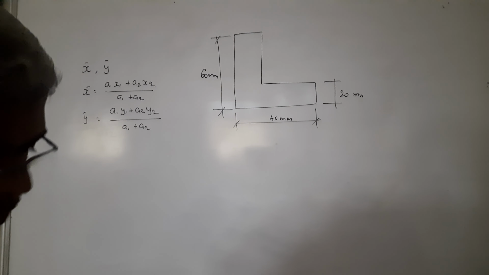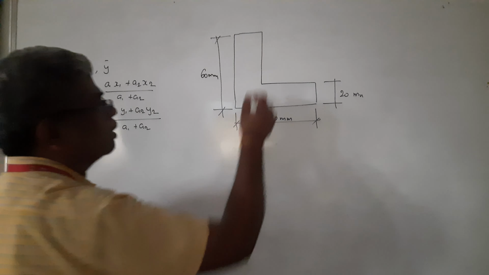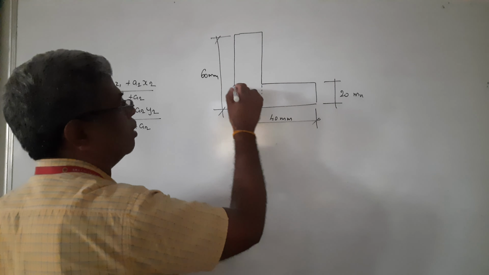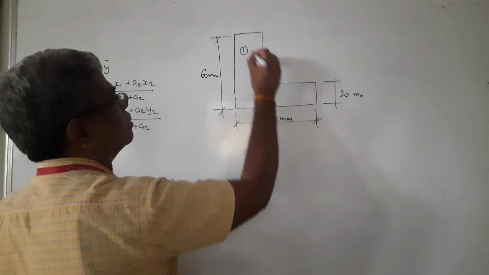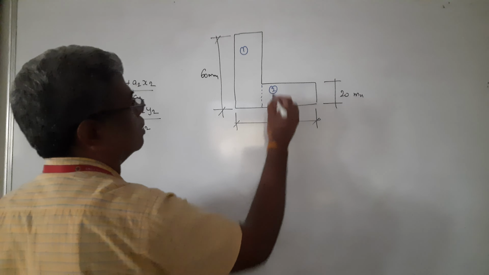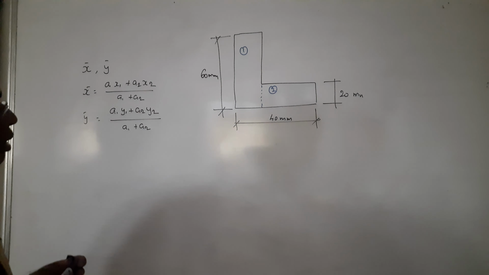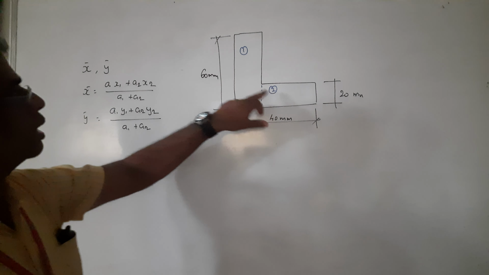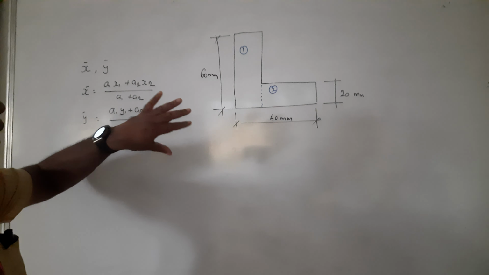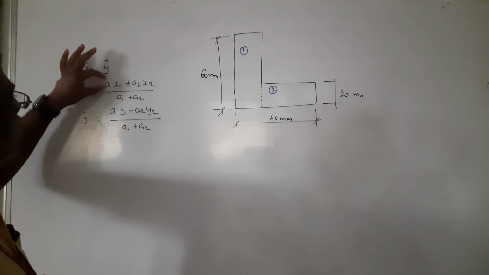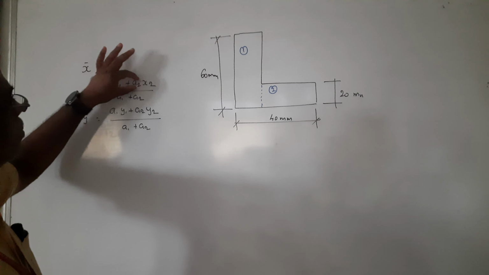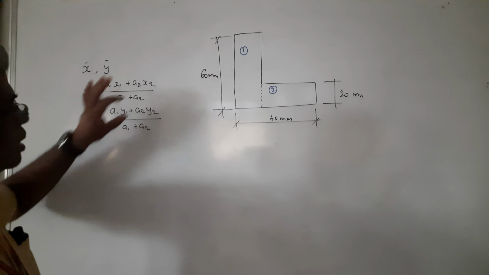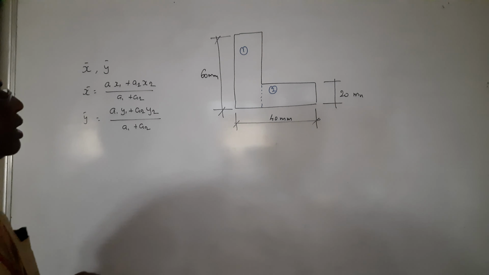So to simplify this, we have divided this L section into two parts, either this or like this. So let us assume this is portion 1 and this is portion 2. So here, of course, we have two plane figures, both are rectangular plane figures. So x bar is equal to a1 x1 plus a2 x2 divided by a1 plus a2, then y bar is equal to a1 y1 plus a2 y2 divided by a1 plus a2.